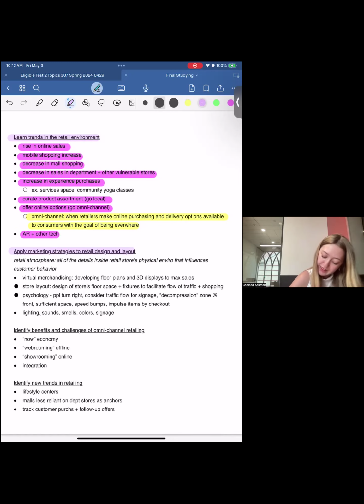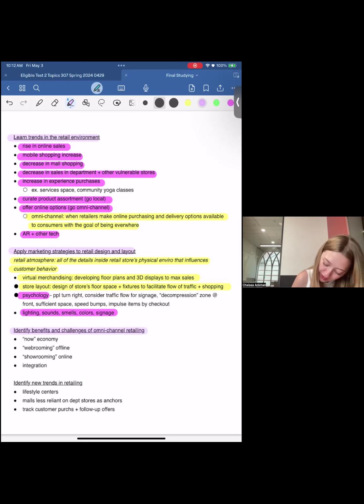Apply marketing strategies to retail design and layout. A retail atmosphere is all of the details inside a retail store's physical environment that influences customer behavior. Virtual merchandising is developing floor plans and 3D displays to maximize sales. Store layout is the design of a store's floor space and fixtures to facilitate the flow of traffic and shopping. Psychology: people turn right, consider traffic flow for signage, have a decompression zone at the front of the store, have sufficient space, have speed bumps, have impulse items by the checkout, and then lighting, sounds, smells, colors, and signage.